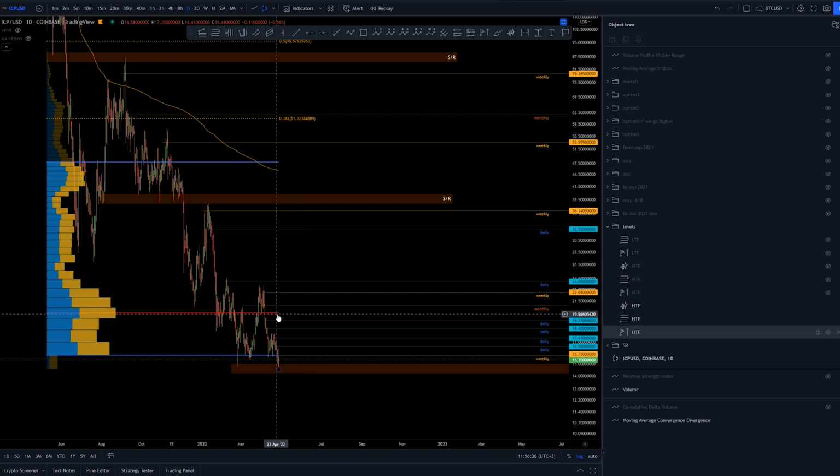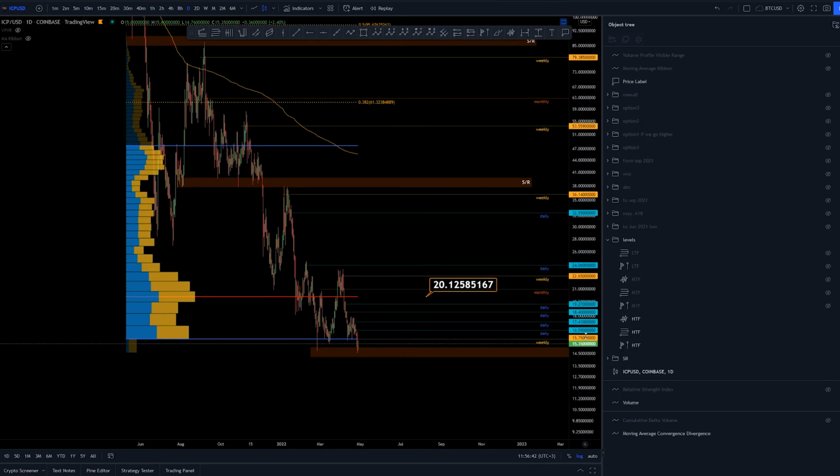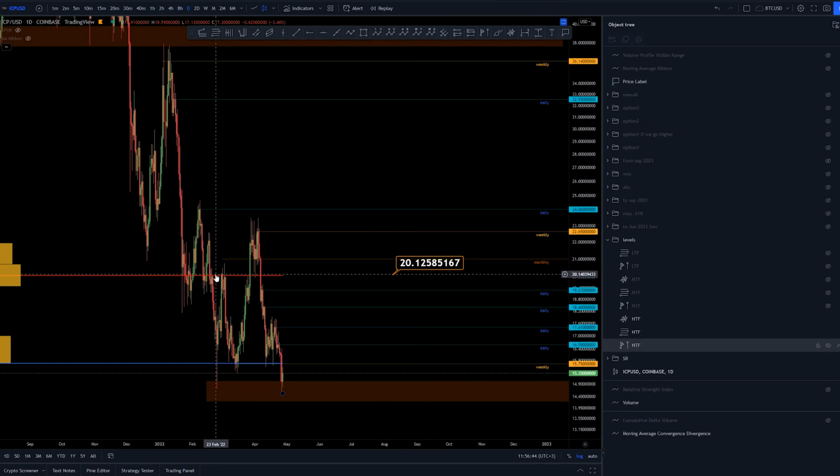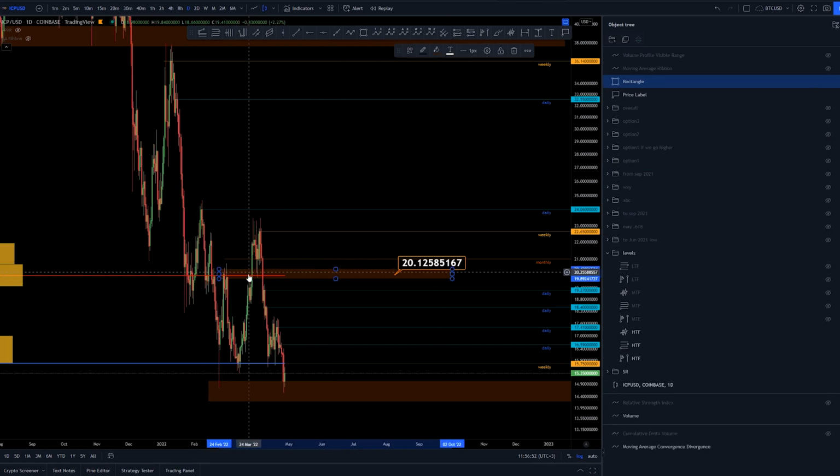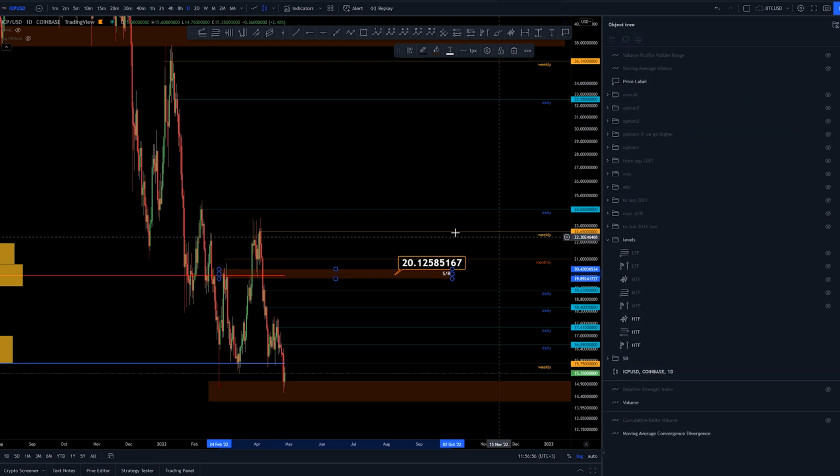Got another point of control here around $20. Don't see other areas or other levels of confluence there except this one, where we've had some kind of resistance up here and some support below here. Could be added as a resistance area.